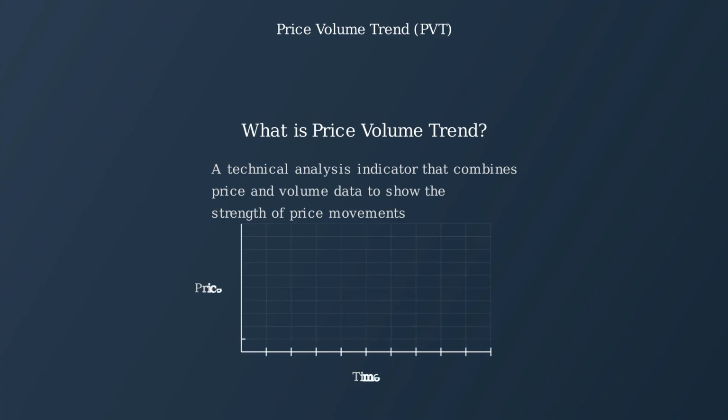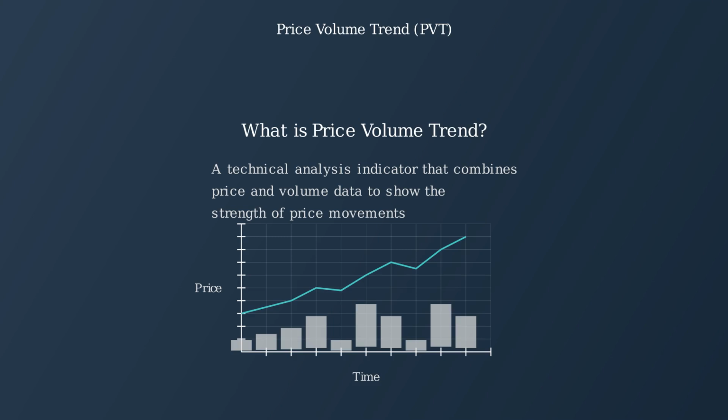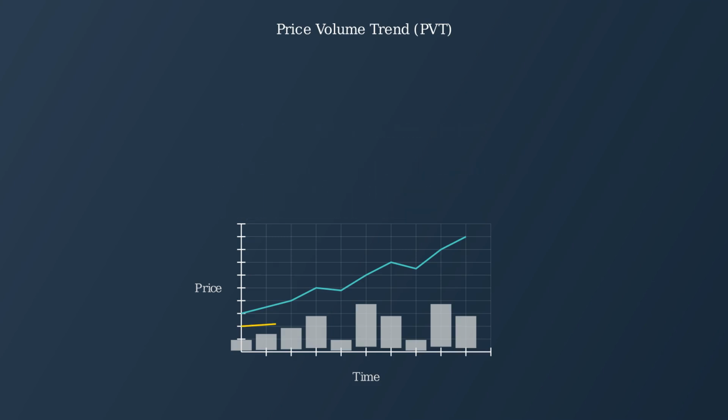To understand PVT, we first need to look at the relationship between price and volume in market movements. Here we have a simple price chart showing an upward trend over time. Below the price line, we can see the corresponding trading volume for each period. The price volume trend indicator analyzes both price changes and volume to create a cumulative line that shows the overall money flow into or out of an asset. Notice how the PVT line rises more steeply when price increases are accompanied by higher volume, indicating stronger buying pressure.